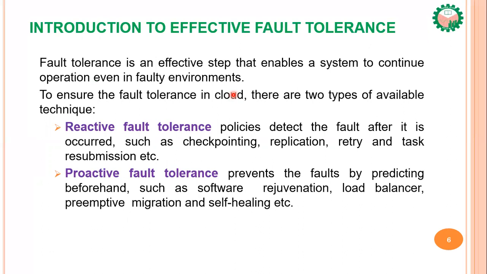Introduction to effective fault tolerance. Fault tolerance is an effective step that enables a system to continue operating even in fault environments. To ensure fault tolerance in cloud, there are two types of available techniques: reactive fault tolerance and proactive fault tolerance. Reactive fault tolerance policies detect the fault after it has occurred, such as checkpointing, replication, retry, and task resubmission. Proactive fault tolerance prevents the fault by predicting beforehand, such as software rejuvenation, load balancer, preemptive migration, and self-healing, etc.